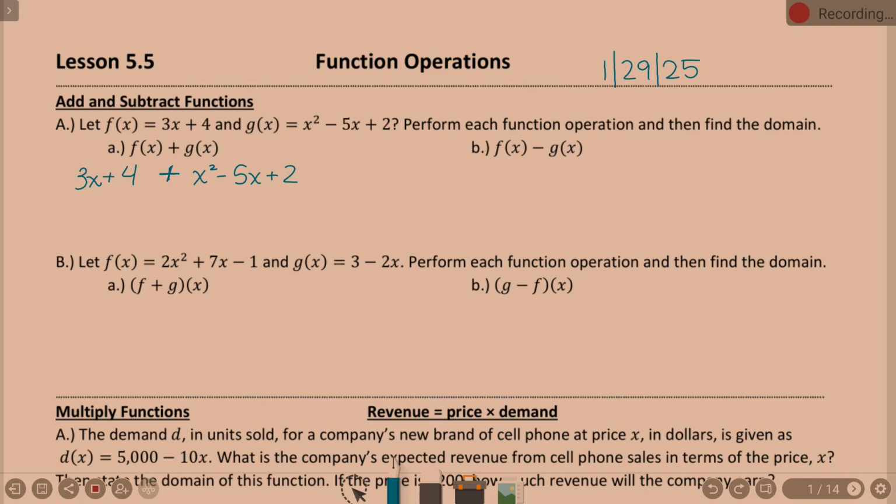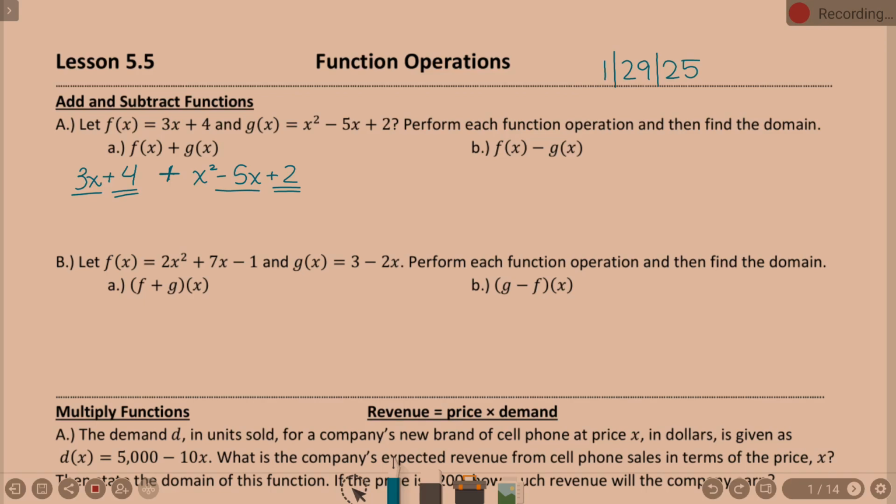What do you guys think we do? Yeah, combine like terms, right? All you're looking at doing here is just what can we add? So when we combine like terms, what do you see? We can put 3x with minus 5x, which is going to be 3 minus 5, negative 2x. What else? There's a plus 4 and a plus 2 that go together, and 4 plus 2 is going to make it 6.